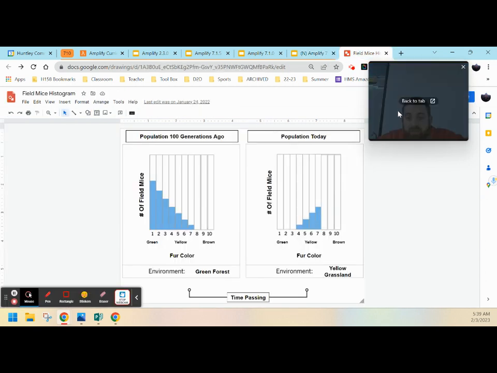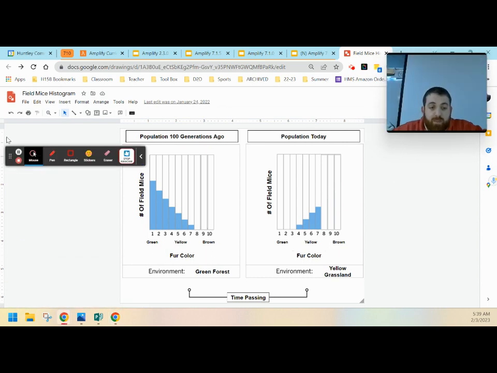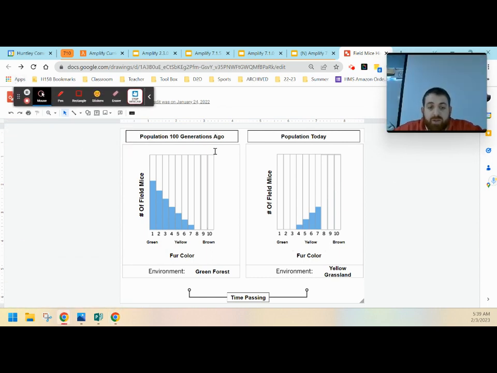When you click on that, you'll notice that we have a set of histograms that deals with a population from 100 generations ago of field mice. And then we have a histogram that has a population today of field mice. And in the histogram, we have a specific distribution of traits related to fur color. Now, 100 generations ago, we had an environment that had a green forest, and after a passing of time, the environment had yellow grass. And if you notice, our distributions and variations are not the same. So when we look at our two histograms, we see that a population's traits have changed over time.